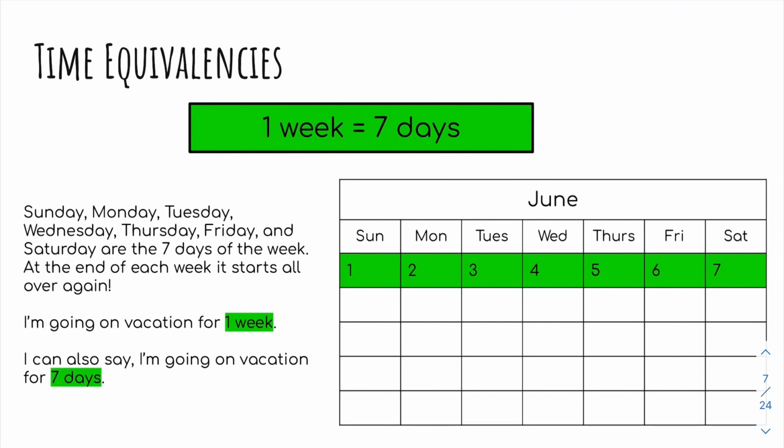In 1 week, there are 7 days. Sunday, Monday, Tuesday, Wednesday, Thursday, Friday, and Saturday are the 7 days of the week. At the end of each week, it starts all over again. I could say, I'm going on vacation for 1 week. I can also say, I'm going on vacation for 7 days. 1 week is equal to 7 days.